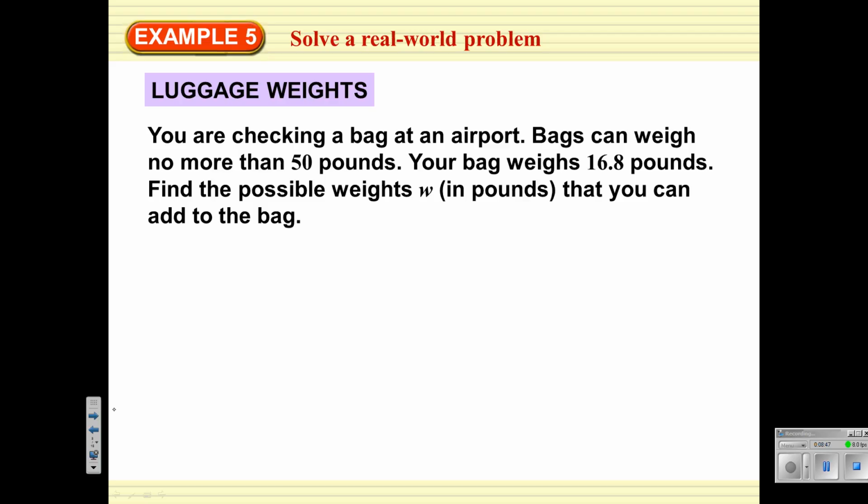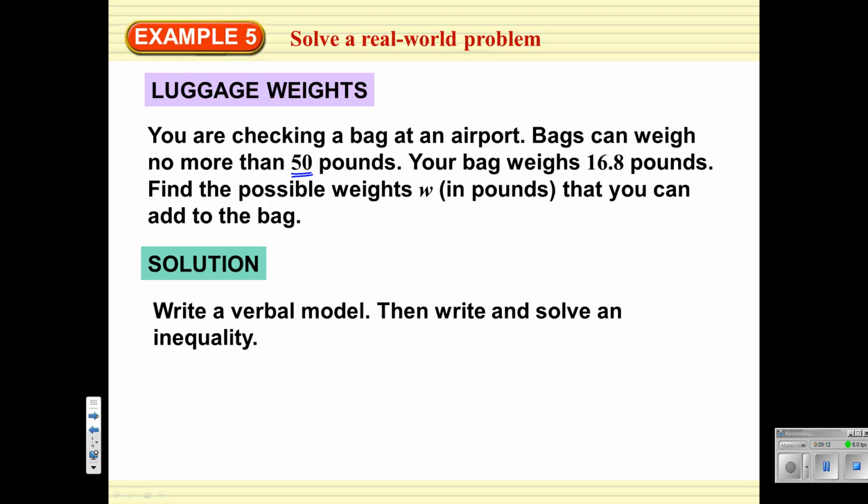All right, the last example. You are checking a bag at an airport. Bags can weigh no more than 50 pounds. Your bag weighs 16.8 pounds, just your bag with nothing in it. So find the possible weights in pounds that you can add. How much weight do you have to play with so that you don't exceed 50 pounds?